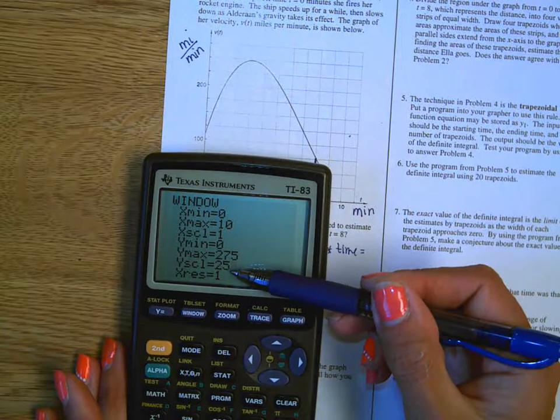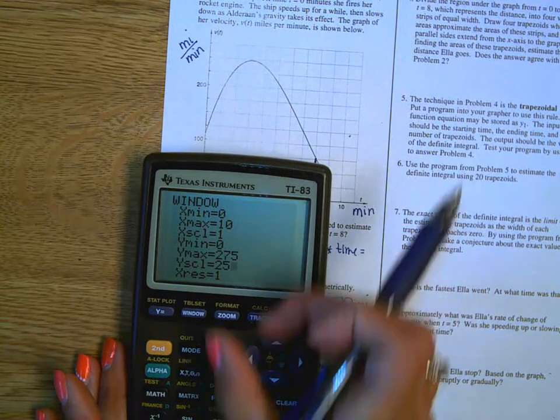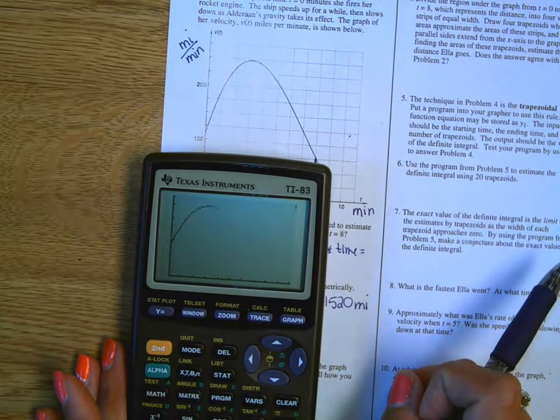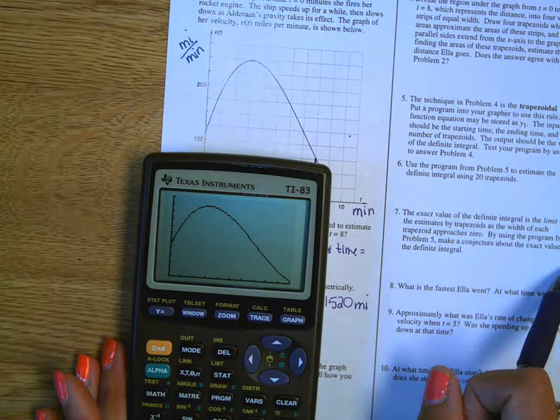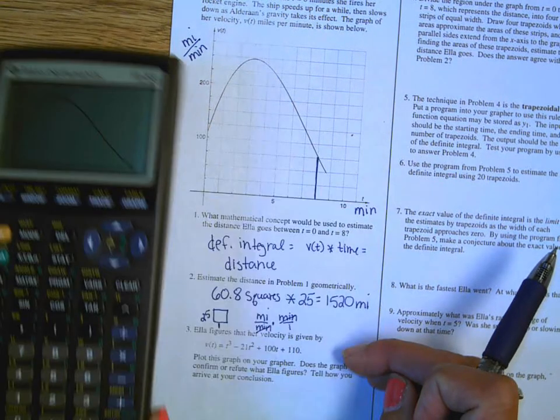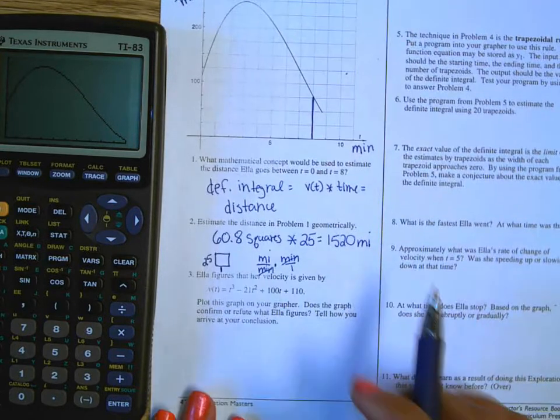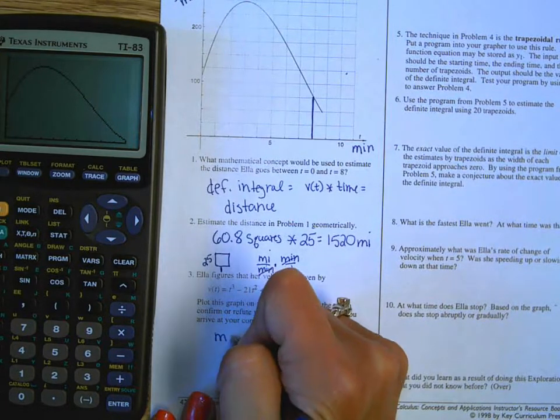Not that this matters. You could have left it at 1. It would have just made that y-axis really thick. So now when I graph, it should look very similar to what's on our paper if she was right. And it appears that she is. So tell how you arrive at your conclusion. It matched the calculator.